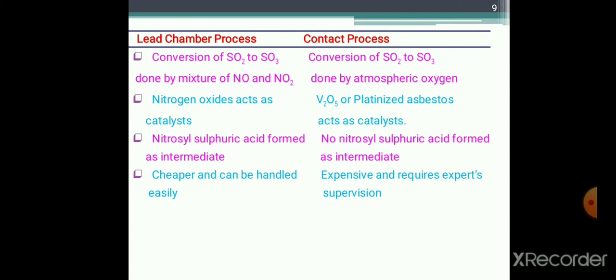These are the different comparative characteristics between the lead chamber and contact process. And one important point: the lead chamber process is an old method which gives impure, that is 78% H2SO4, but the contact process is a modern method which gives pure, that is 98% H2SO4.